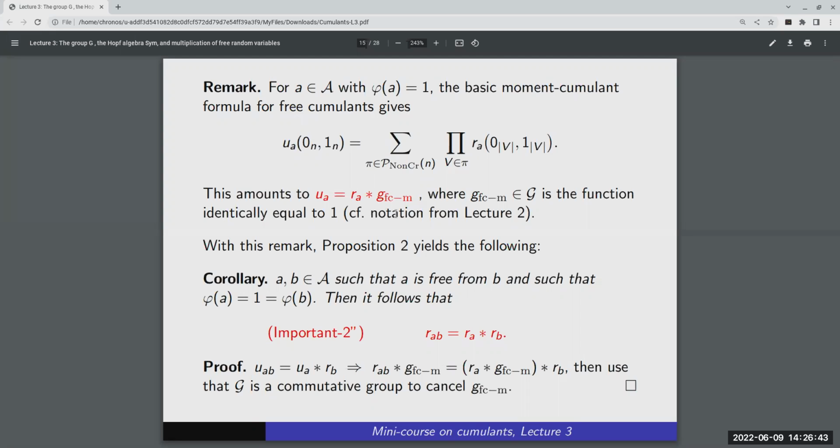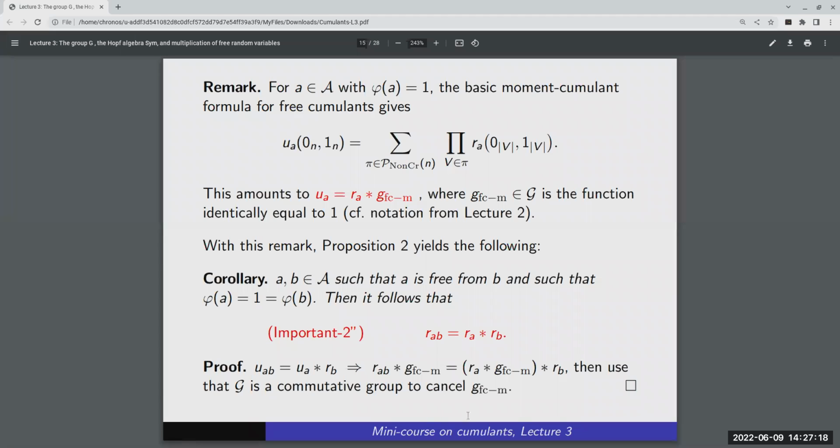So the equation which I had before, written here in this proof at the bottom of the slide, U_AB equals U_A star R_B. But U_AB is replaced as R_AB star this G. This silly notation is because this appeared in lecture 2. It was the transition function from free cumulants to moments. It was one of several transition functions which appear there, but I'm maintaining the notation.